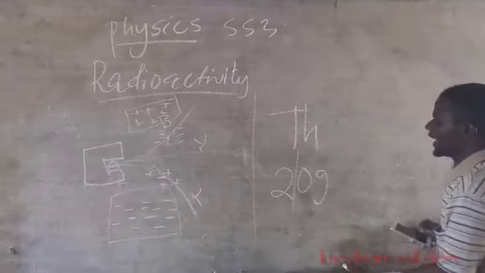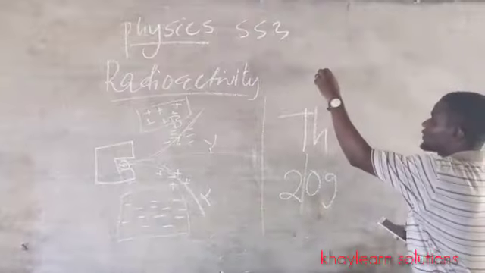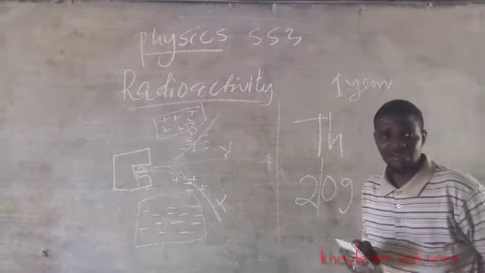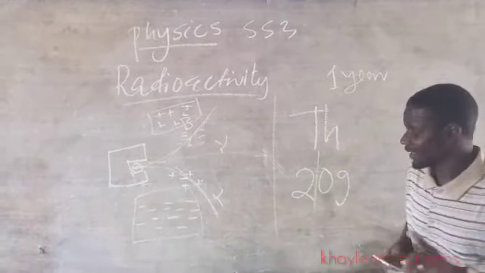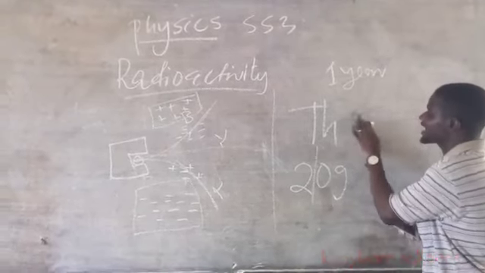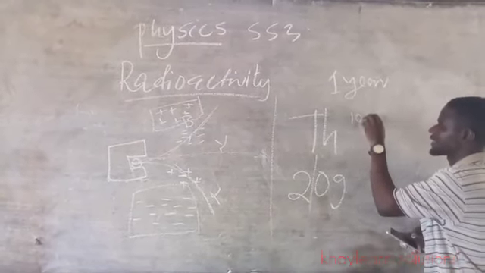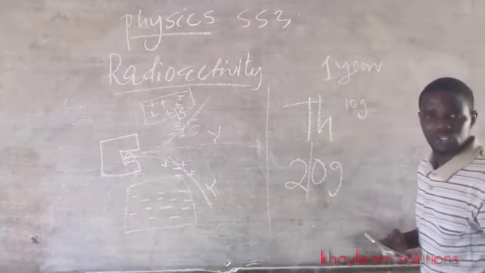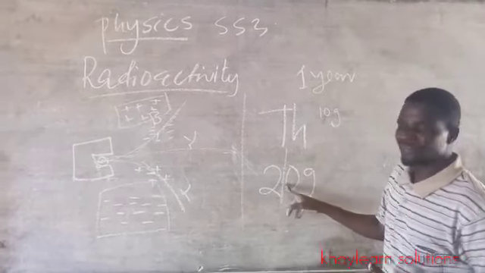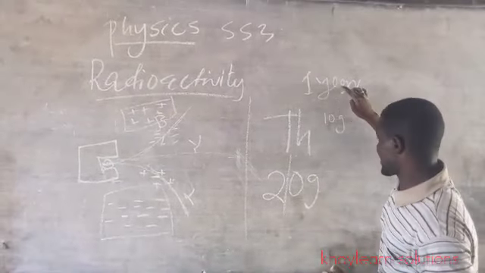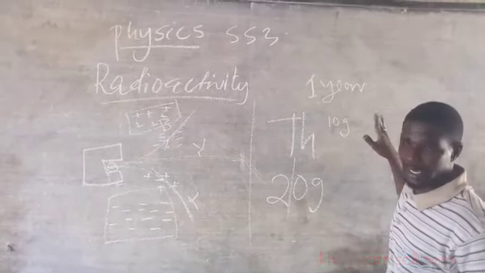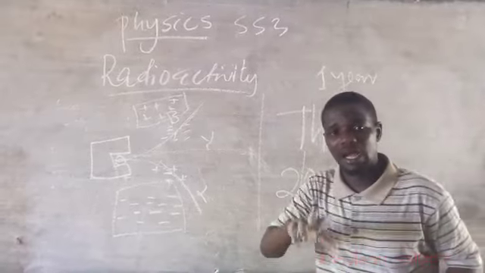Now, assuming the half-life of thorium is just 1 year, meaning after 1 year, 10 gram of the 20 gram of thorium will decay instead of all 20, and leave only 10. So after 1 year, 10 gram will remain. The other 10 will go off as decay particles, emitting alpha, beta, and gamma.